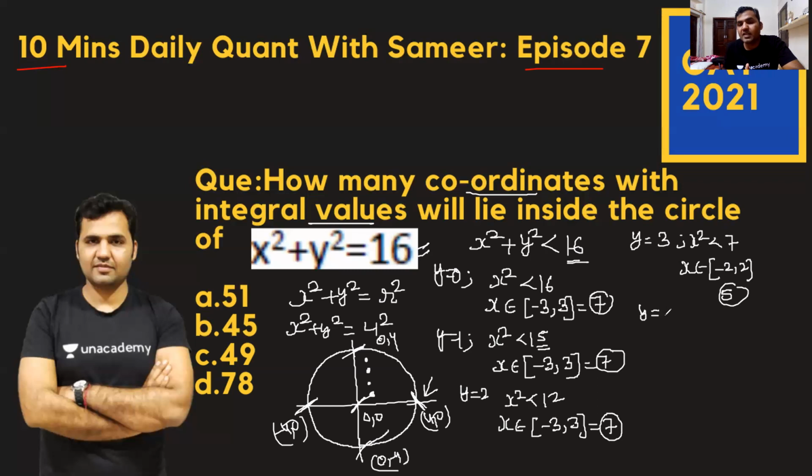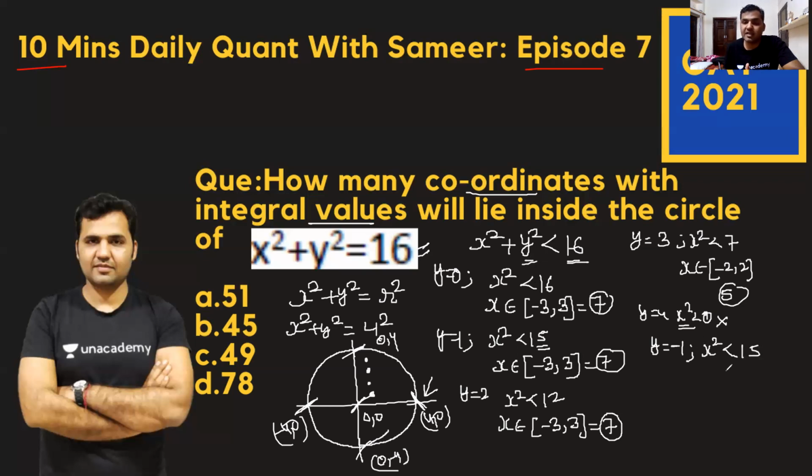And if I put y as 4, x square will be less than 0. Now, the square of x cannot be less than 0. The square of x will definitely be a positive value. So I'll not get any solution. But then I can take y as minus 1. If I take y as minus 1, again I'll get x square to be less than 15. Minus 1 square is plus 1.